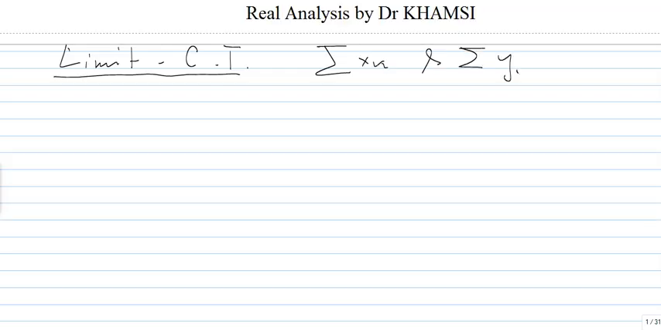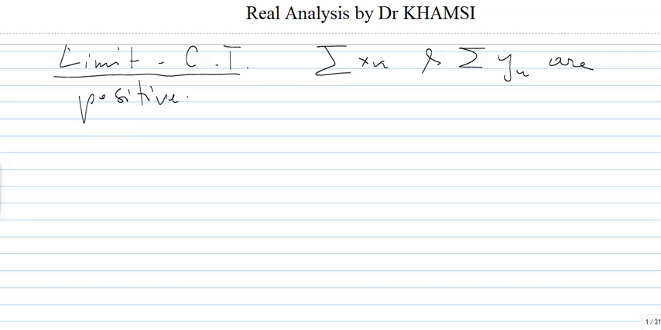In this problem, we would like to look at the validity of the limit comparison test for series. Let's recall the test. So the limit comparison test says you have two positive series, so sigma of xn and sigma of yn are positive series.